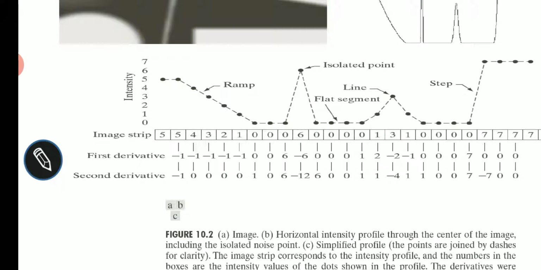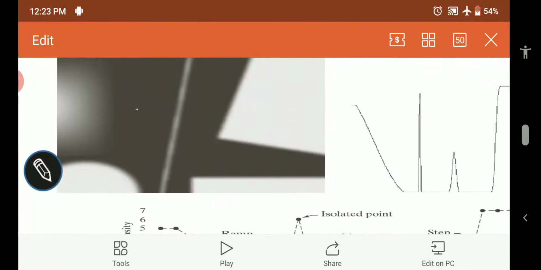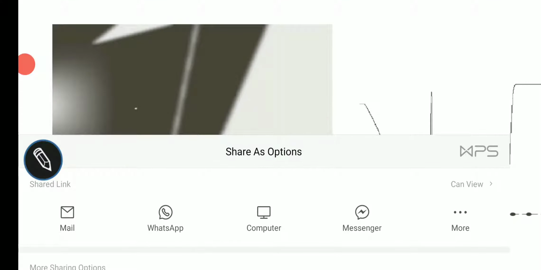Now let us consider that the first derivative is non-zero at the onset and along the entire intensity ramp, while the second derivative is non-zero only at the onset and the endpoints, because edges of a digital image resemble this type of transition. Now we can conclude that the first order derivative produces thick edges, and the second derivative produces much finer ones than the first one. So we can encounter an isolated noise point. You can see the noise point here. This is the noise point. The magnitude of the response at the point is much stronger for the second derivative than for the first order derivative.